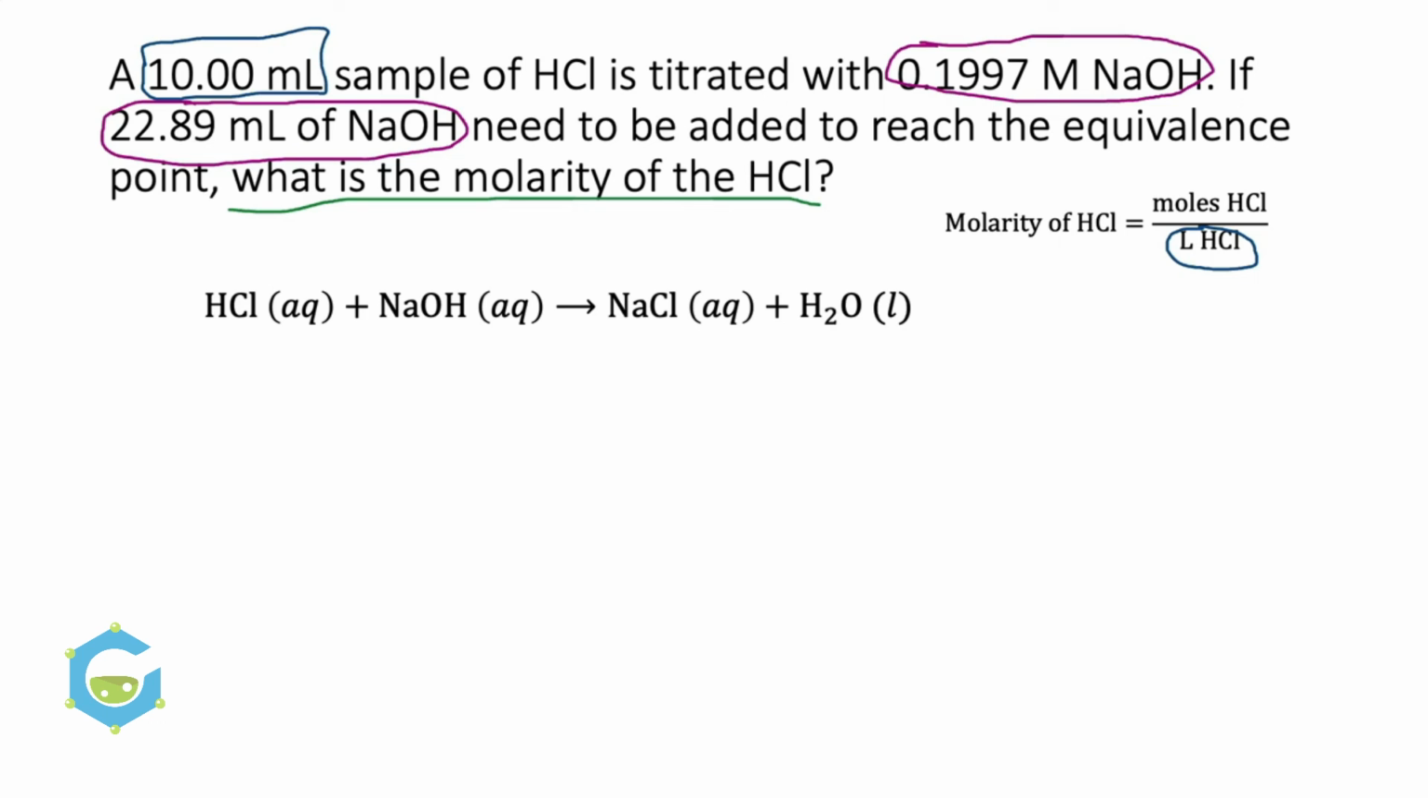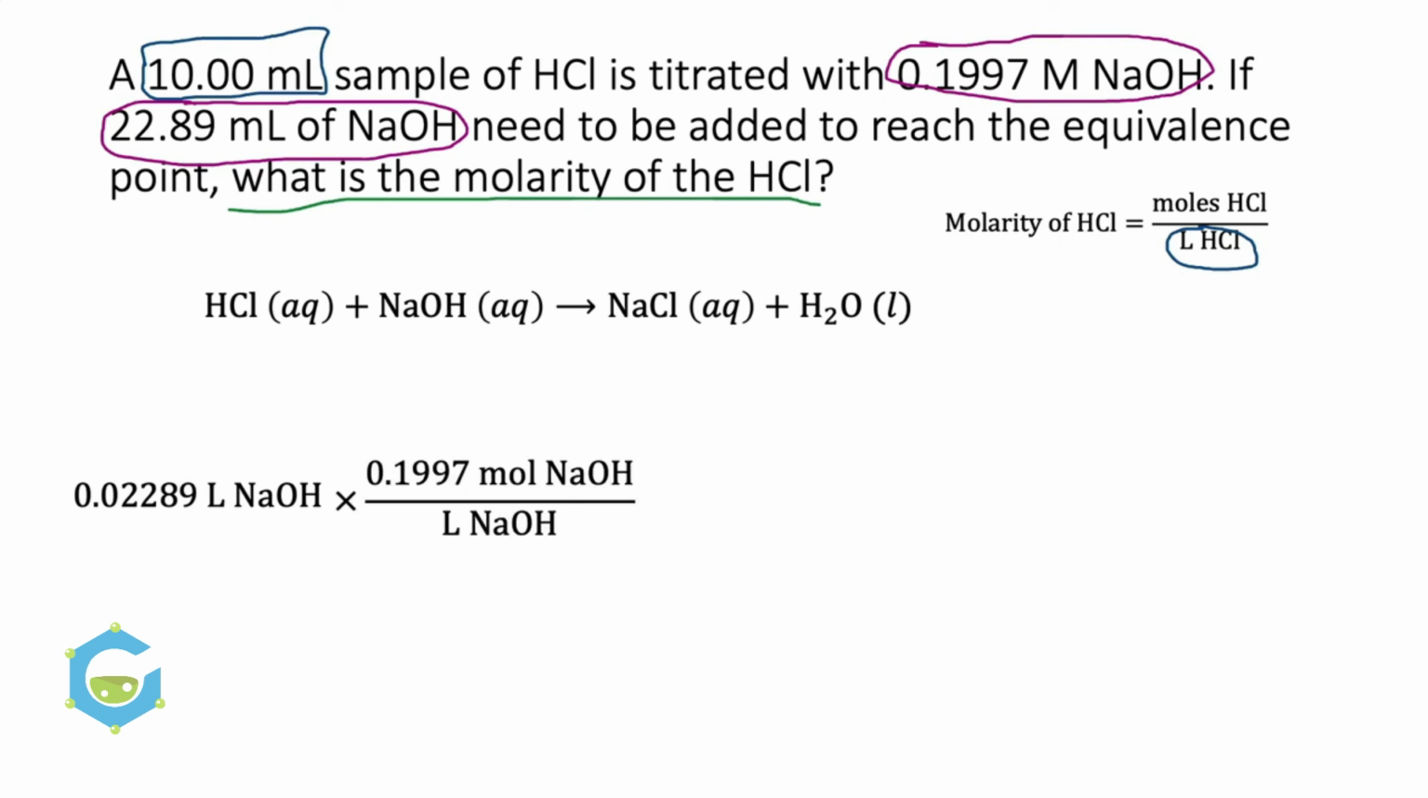And now let's use that information to determine how many moles of HCl we have. So we're starting with 22.89 milliliters of NaOH, and I have converted that to 0.02289 liters of NaOH. We're going to multiply that by the molarity. Remember, molarity times volume equals the number of moles. So we have 0.1997 moles of NaOH per liter of NaOH.